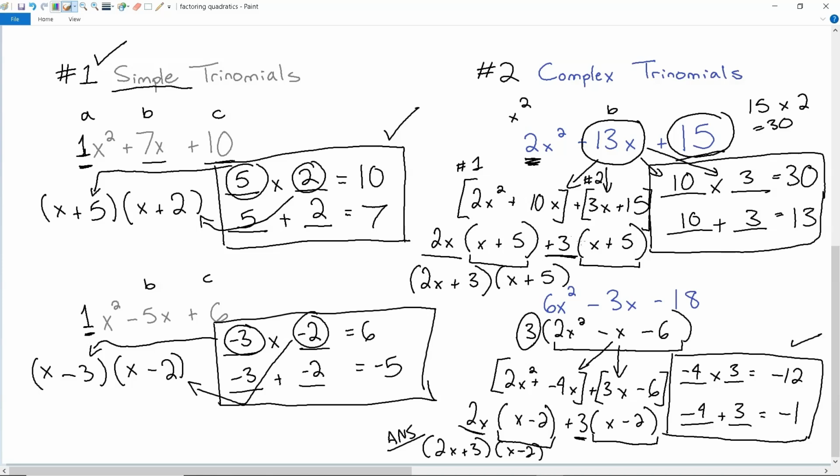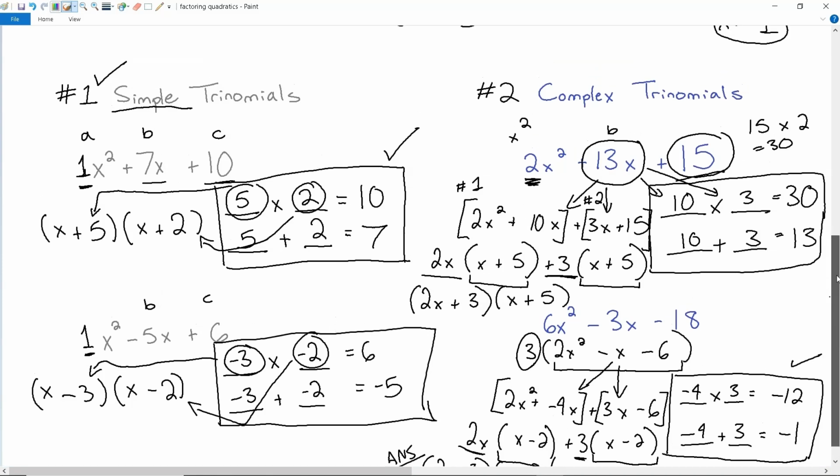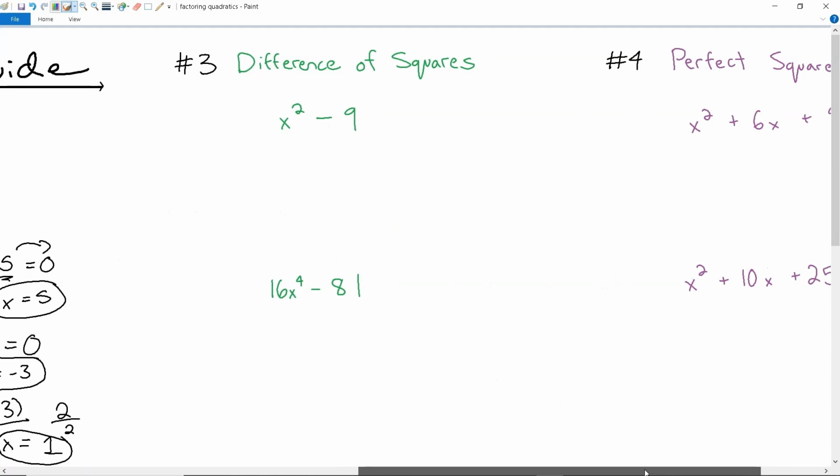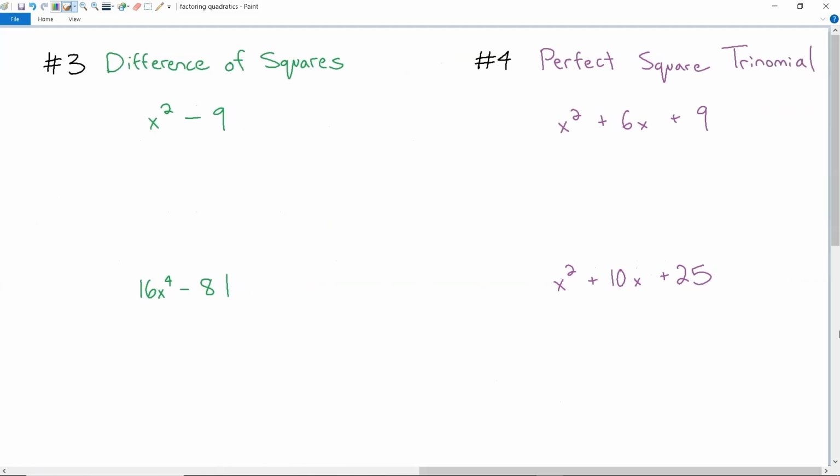But we do have some special cases that can follow different rules. So let's take a look first at some differences of squares. What you're going to notice with these ones is we are lacking a b term. So we just have our squared term and a constant. And the reason they're called a difference of squares, difference is referring to the fact that we have a negative between them, and squares is referring to the fact that I can perfectly square root both of my terms, right?